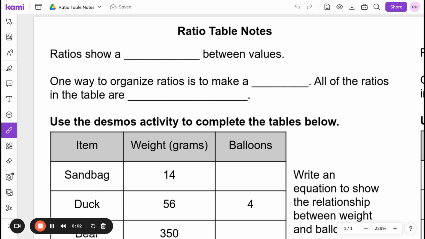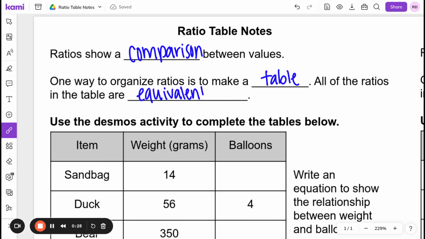These are our ratio table notes. So we're still talking about ratios, and our table is just a way to organize our thinking. Ratios still show a comparison between two values. One way to organize these ratios is to make a table. And all of the ratios in the table are equivalent.